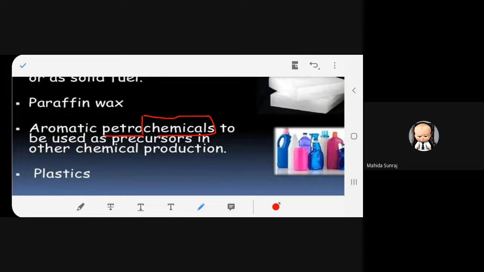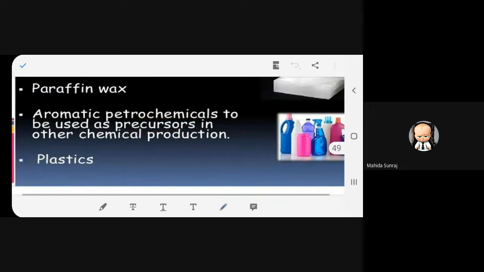At home also, if you come across hard words, break them into two or three and read. It becomes easy. Aromatic petrochemicals are used as precursors in other chemical production. Precursors. This is how you would break it. Next: plastics.